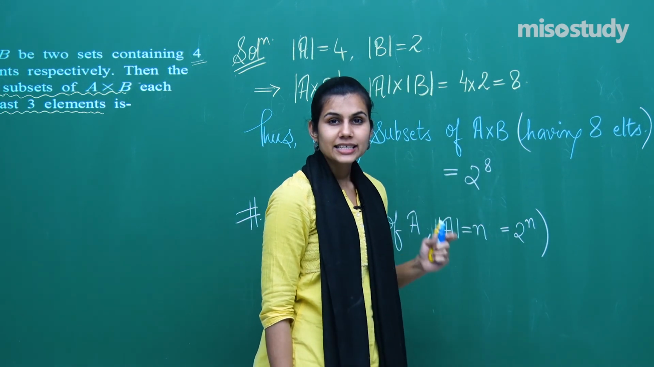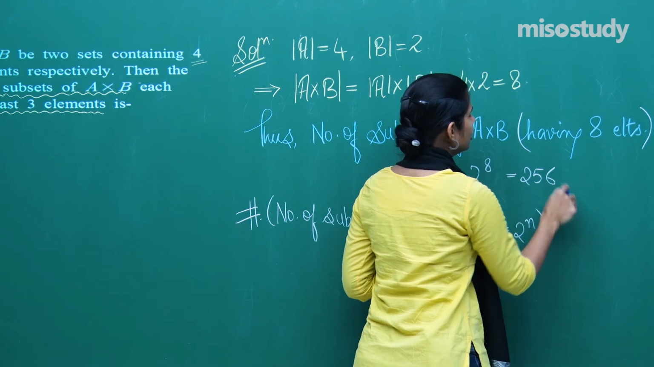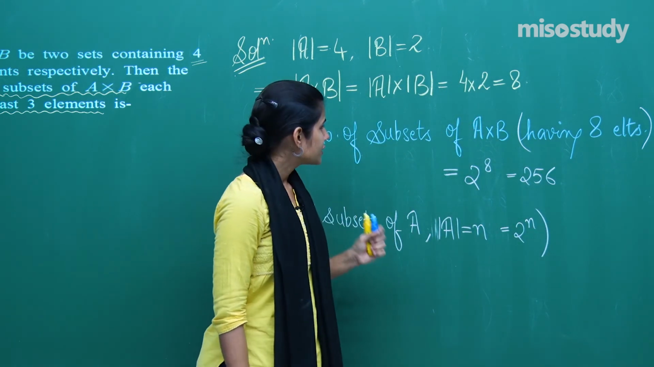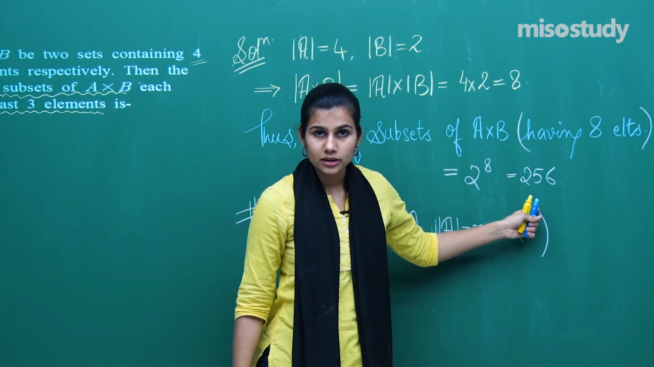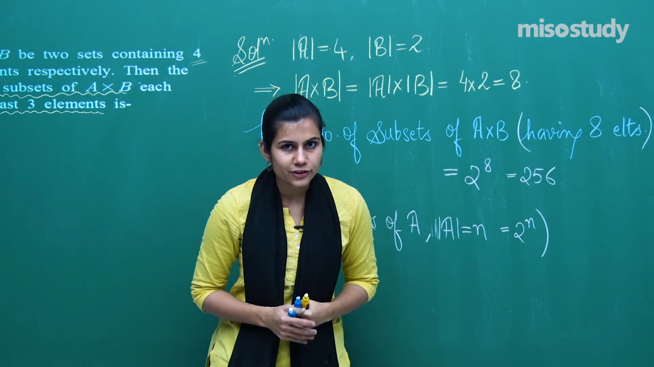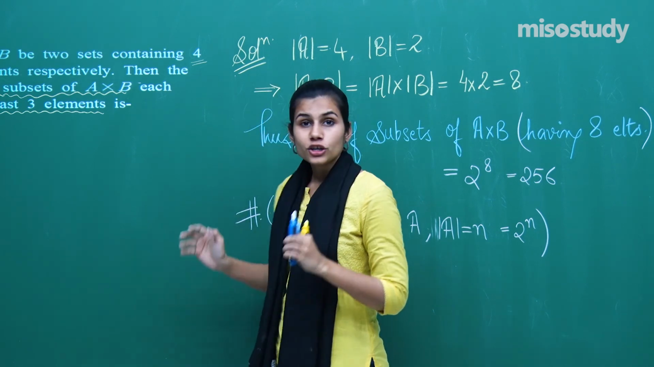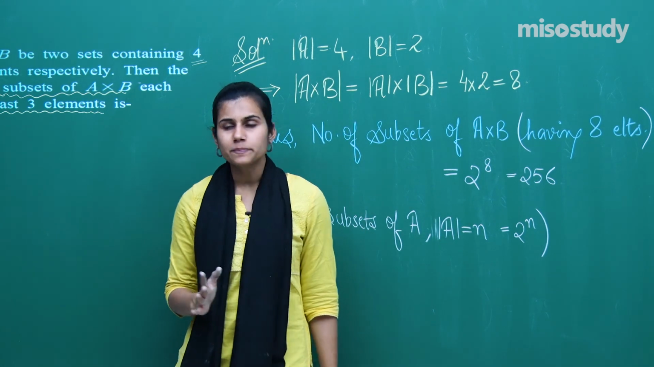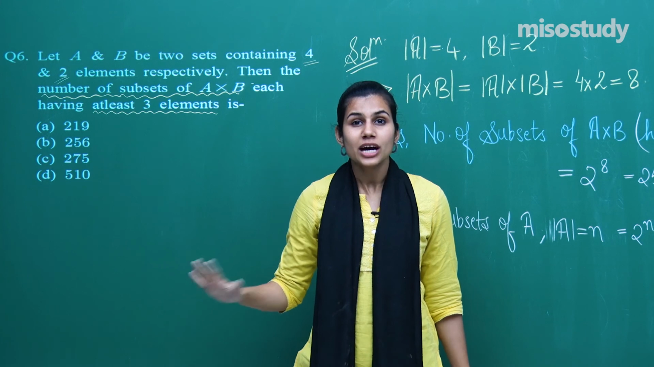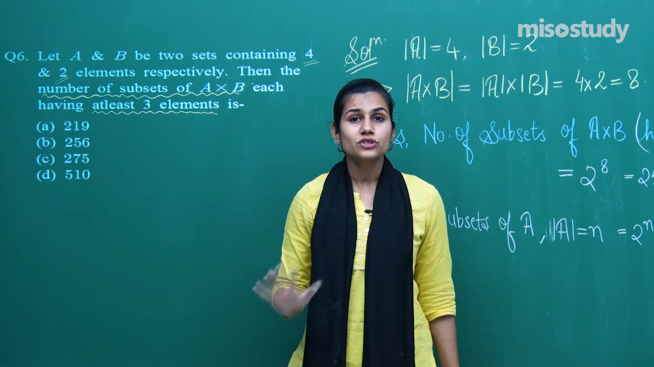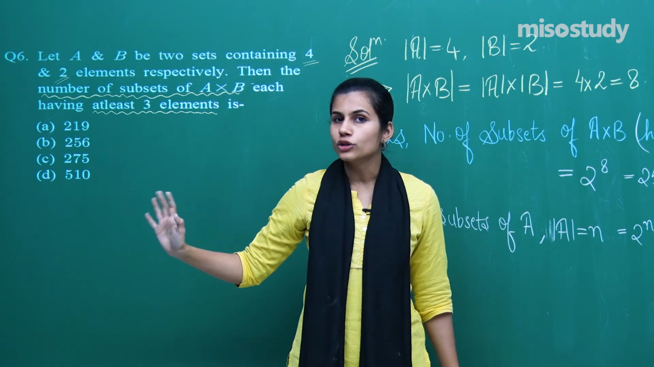And 2 to the power 8 is nothing but 2 getting multiplied 8 times, which is 256. And that is why number of subsets of A cross B are 256 in number. There are 256 subsets of A cross B, where A cross B overall has 8 members in it. I want not all the subsets, only those subsets which have at least 3 elements. That means I don't want subsets which have 0 elements. I don't want subsets which have 1 element. I don't want subsets which have 2 elements. From 3 onwards, I want all the subsets.